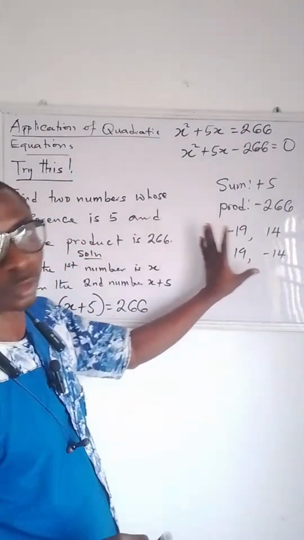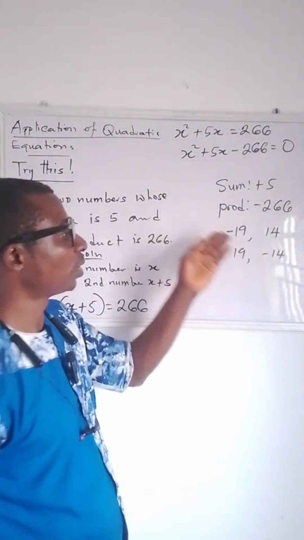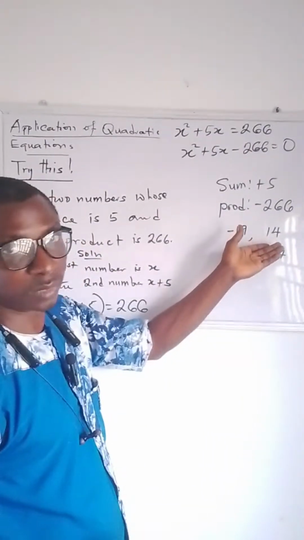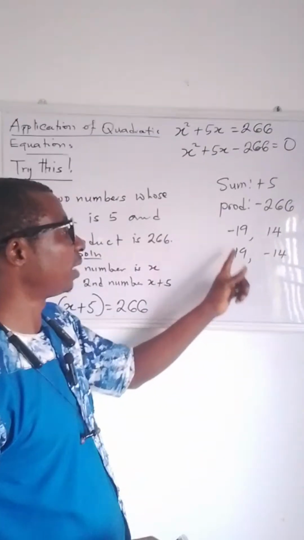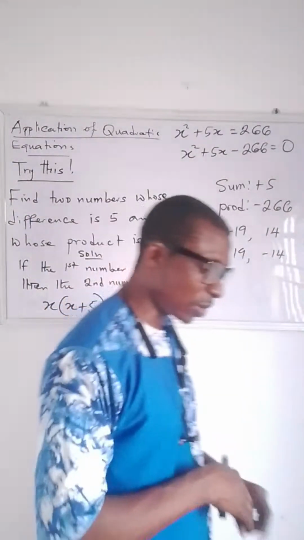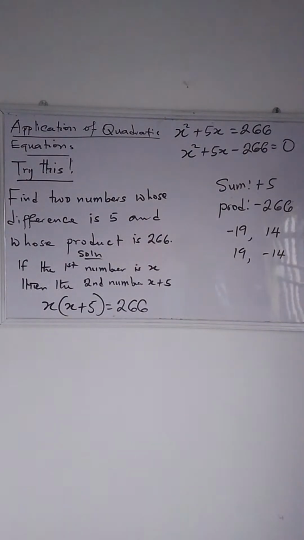Now, which one is going to suit what we need it for? I want you to drop in the comment section: is it going to be minus 19 and 14, or 19 and minus 14? What are the two numbers such that when you multiply together you have this, and when you add together you have this? Let me have your answer in the comment section.